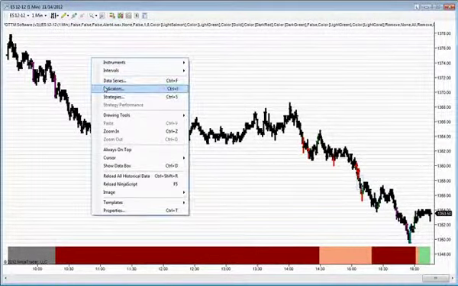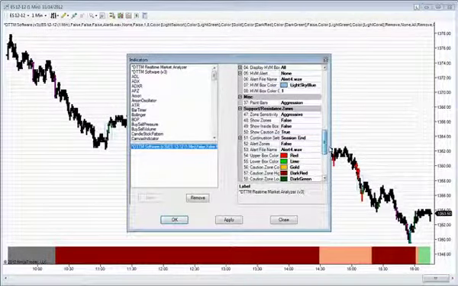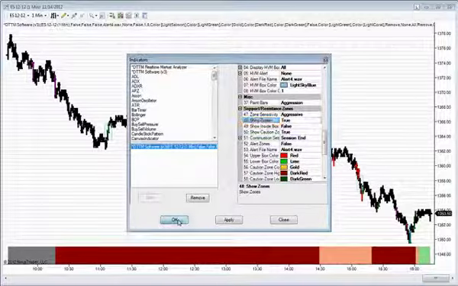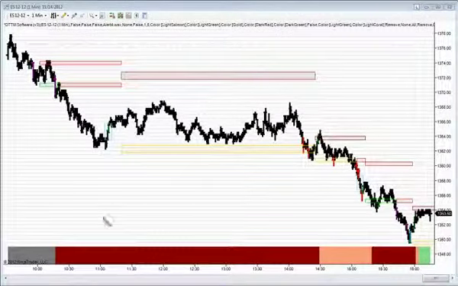So I'll go to indicators and go to support resistance zones. And I'm going to put true to show the zones. Click OK. And so at this point you can see that the support resistance zones are on the chart. And what is this telling you?